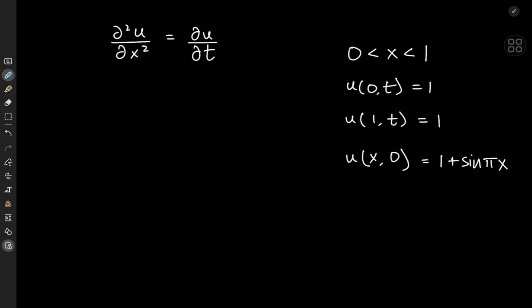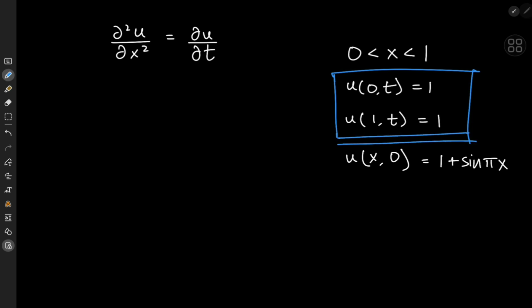Okay, cool. And to solve it, we need some boundary conditions. First up, we understand the rod to be of unit length just for simplicity here. And we'll maintain the ends of the rod at a fixed temperature, which in this case is 1, again for simplicity. So u of 0 at any time t and u of 1 at any time t is 1. And we also have information about the initial temperature profile of the rod. We have u of x at t equal to 0 being modeled by 1 plus sine of pi x.